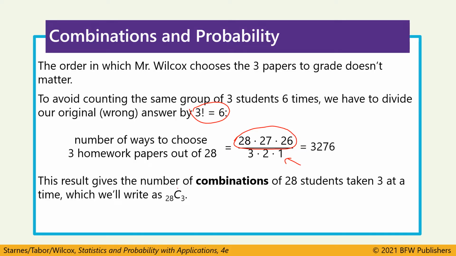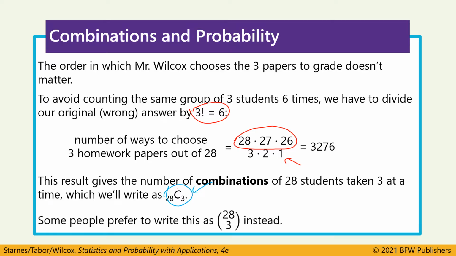When we write the combination in its math notation, we write it as 28C3, C for combination. A lot of times we'll say 28 choose 3 for combinations, 28 pick 3 for permutations. Another way that some people write combinations is like this. Inside a set of parentheses, 2 numbers stacked on top of each other. The first is the number of items in our group, and then the second is how many we're choosing from that group.